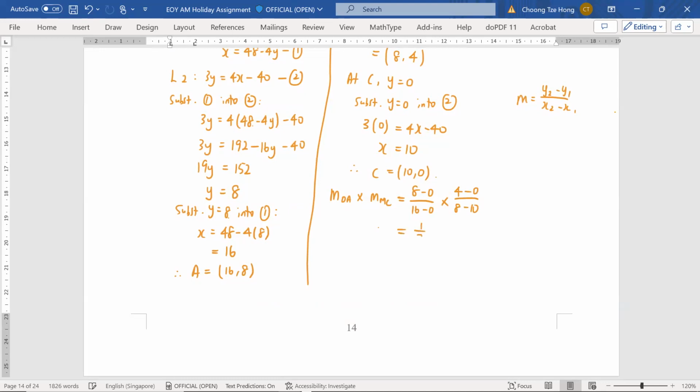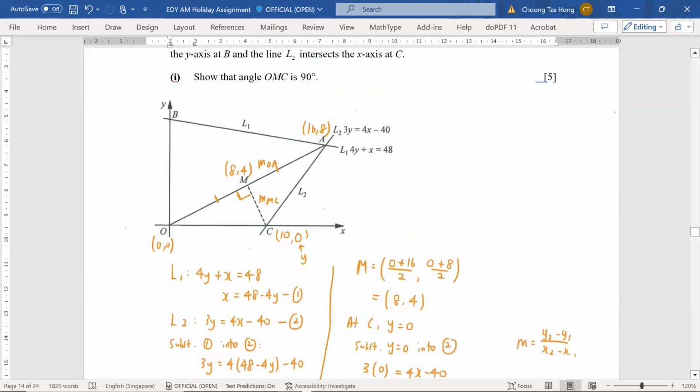So here we will get half. Over here we will get 4 over -2, so that will give you -2. Indeed, half times -2 is -1. So we can say that since the gradient of OA times the gradient of MC equals -1, OA is perpendicular to MC, and angle OMC equals 90 degrees. Just like this we can show it.